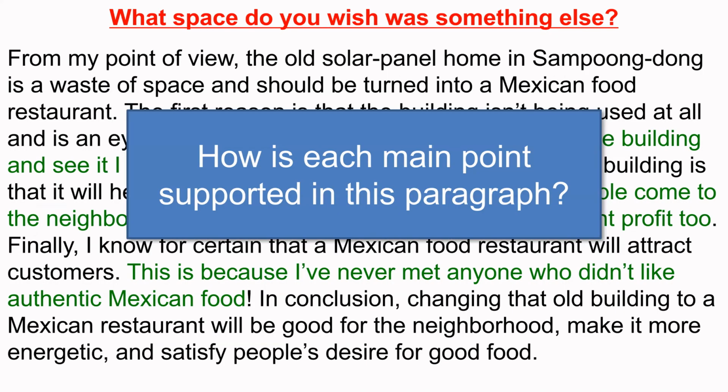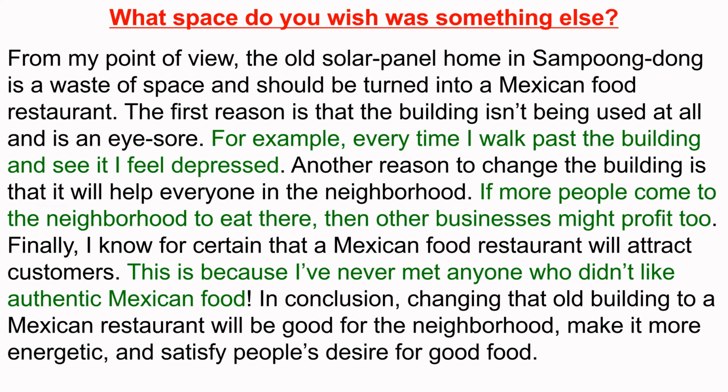Right, and we know there are three supporting sentences. How is each main point supported here? So I'm already showing you the supporting sentences. So for the first main point, he's saying that it's not being used and it's not nice to look at. And then his supporting sentence here is that whenever he walks by, he feels sad, depressed.